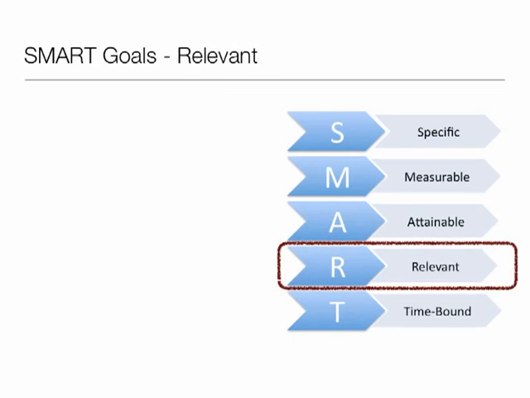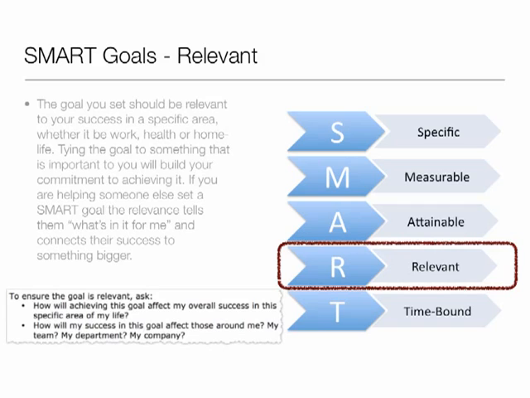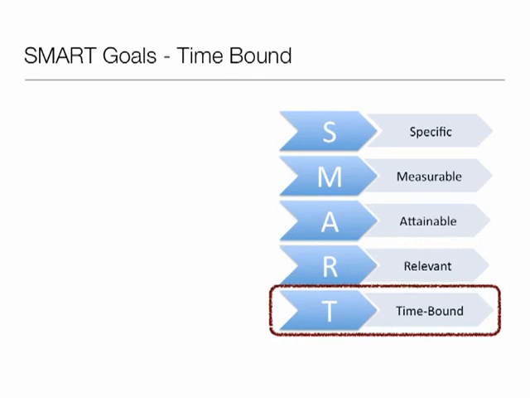Let's talk about relevant. The goal you set should be relevant to your success in a specific area, whether it be work, health, or home life. Tying the goal to something that is important to you will build your commitment to achieving it. If you are helping someone else set a SMART goal, the relevance tells them what's in it for me and connects their successes to something bigger. To ensure the goal is relevant, ask, how will achieving this goal affect my overall success in this specific area of my life, and how will my success in this goal affect those around me, my team, my department, my company.